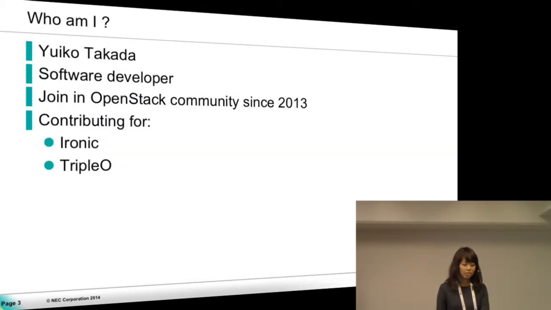At first, I introduce myself. My name is Yuiko Takada. I'm a software developer, and I joined the OpenStack community last year. And I'm contributing mainly to Ironic and a little to TripleO.